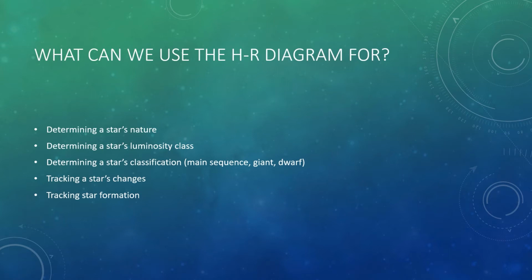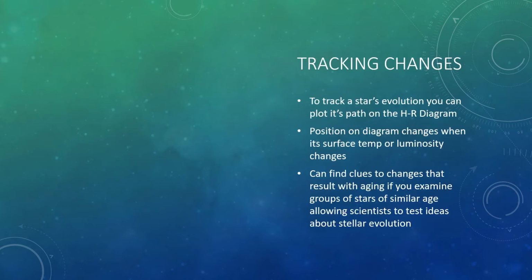And this is where the HR diagram gets really interesting. To track a star's evolution, you can plot its path on the HR diagram. Its position on the diagram changes when its surface temperature or luminosity changes, and this occurs when there has been a change in its interior, and this is very important.